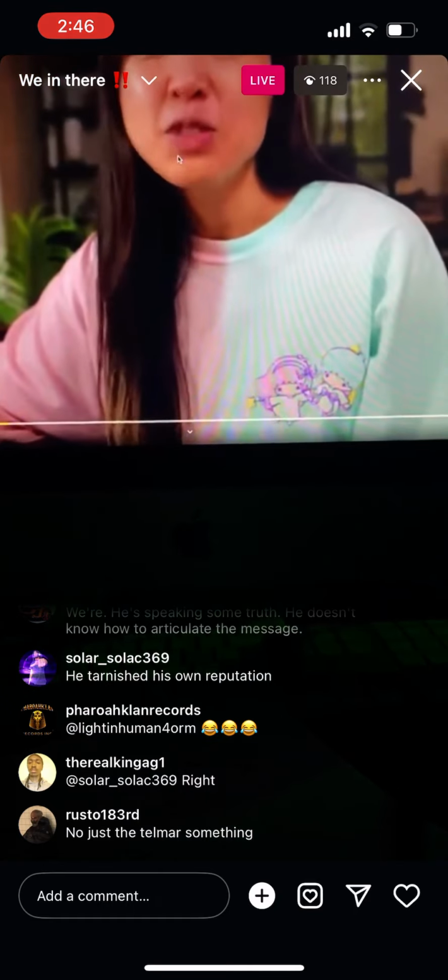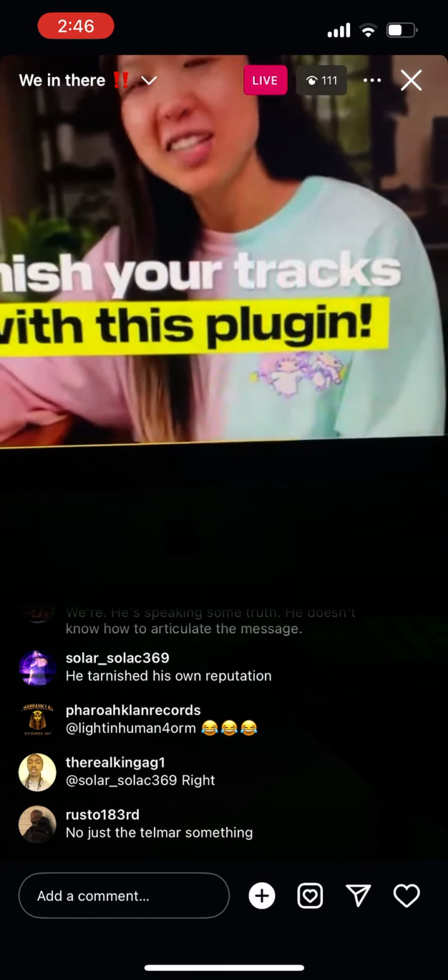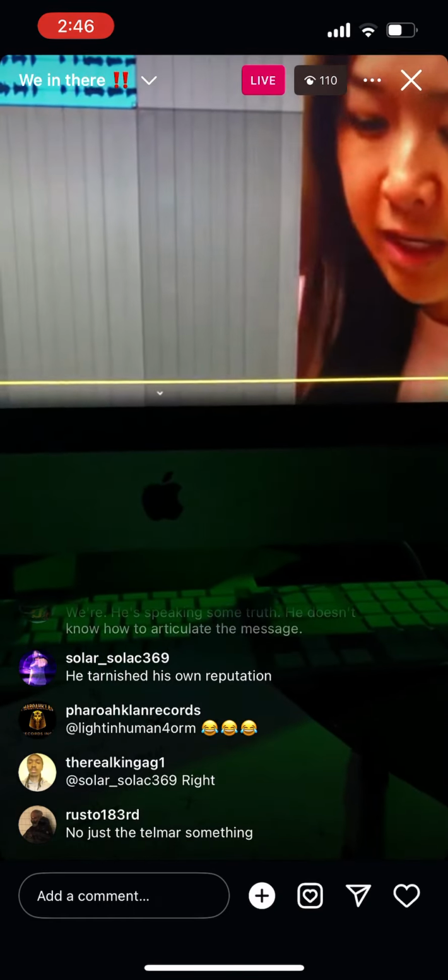Producers, this plugin helps you finish your tracks way faster. Check this out. I'm going to start with this loop that I made here.